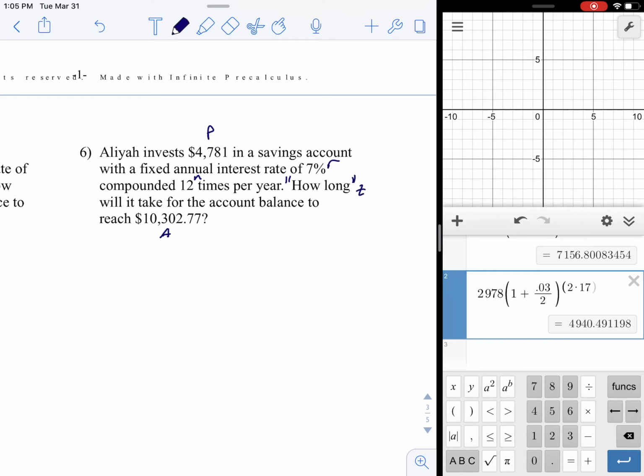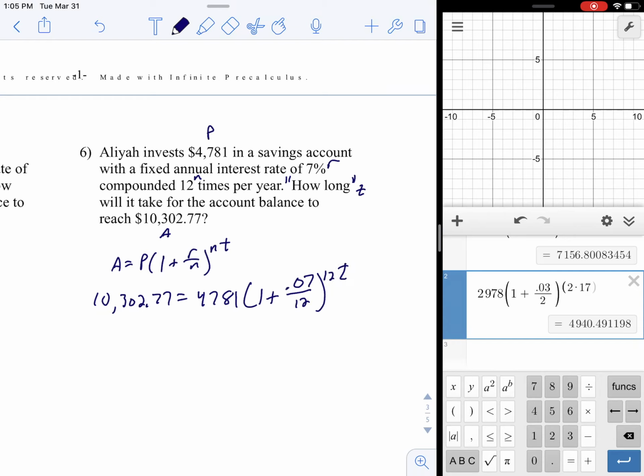So when we set up this formula here, let me copy the formula down. A equals P times 1 plus R over N to the NT. So our amount is 10,302.77. Our principal, 4,781. 1 plus 0.07 over N to the NT. Oops, that was kind of a mistake. The N we know is 12. The time is an unknown.